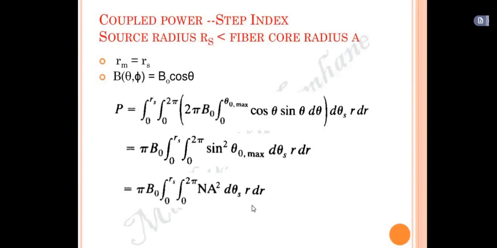So we have taken the first step here: 0 to Rs, integrating 0 to 2 pi, and the internal part we replace with 2 pi B naught, integrating from 0 to theta naught the maximum of cos theta sin theta. How did we get that? We are replacing with this B naught, no? Where are we replacing it? In our previous equation.